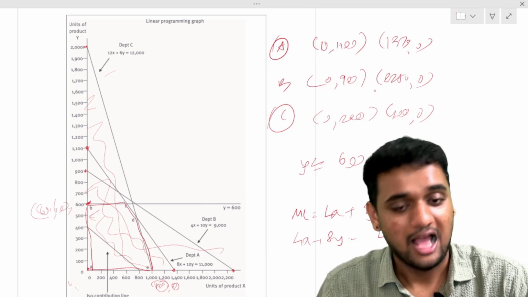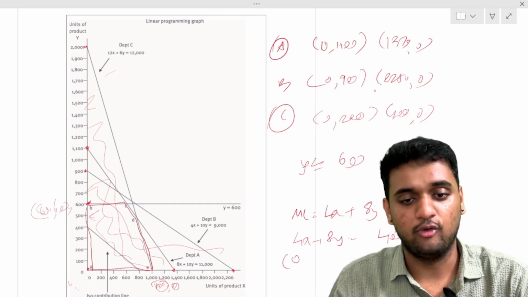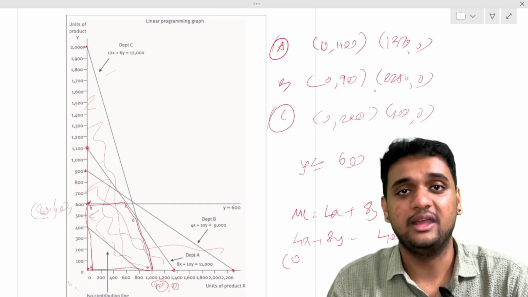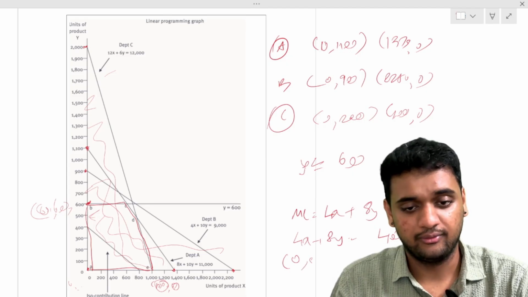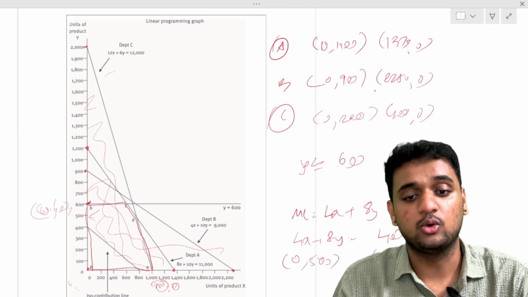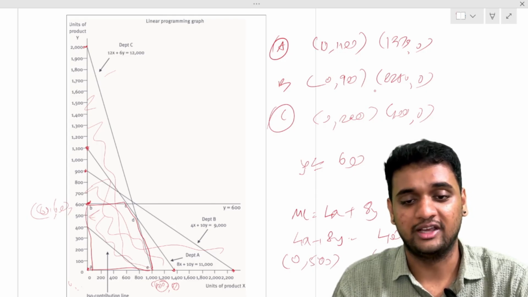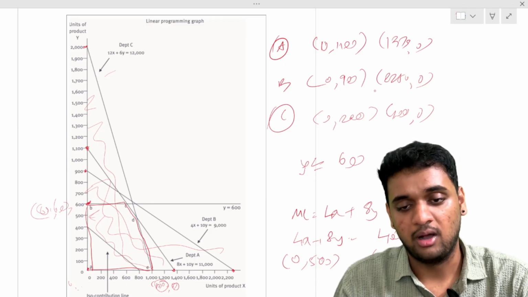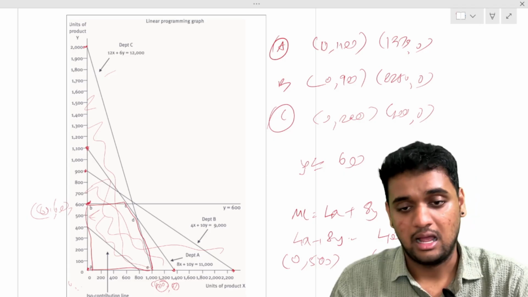Now do the same thing. Assume x to be 0. What will y be? 4 into 0 is 0, so 8y will be equal to 4,000. Y will be equal to 500, 4,000 by 8. If y is equal to 0, what will be x? 4x is equal to 4,000, so x will be equal to 1000. What are the two points we found out? 0 comma 500 and 1000 comma 0.